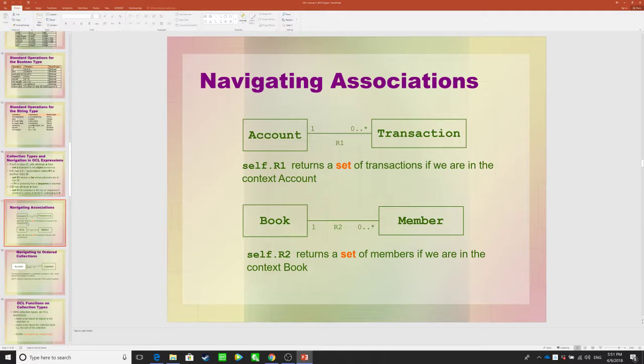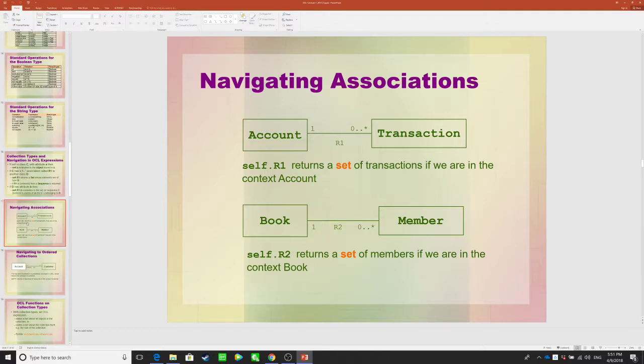Associations. This is a one-to-many association from the account to a transaction. So account, your bank account. Because you spend and you make money every day, there are a whole bunch of transactions. It can be in or out. You purchase lunch, breakfast, dinner. So a lot of different transactions there.